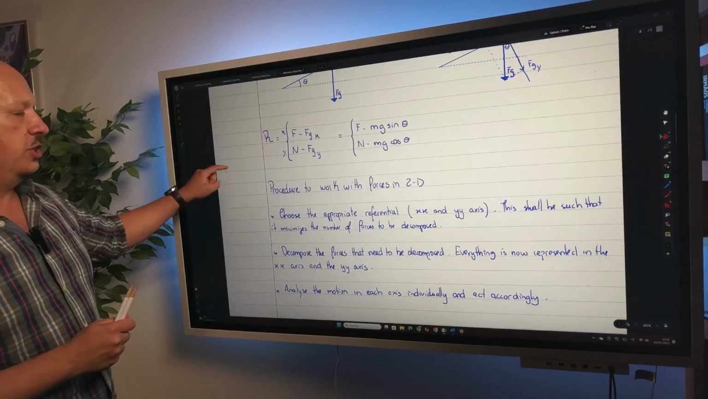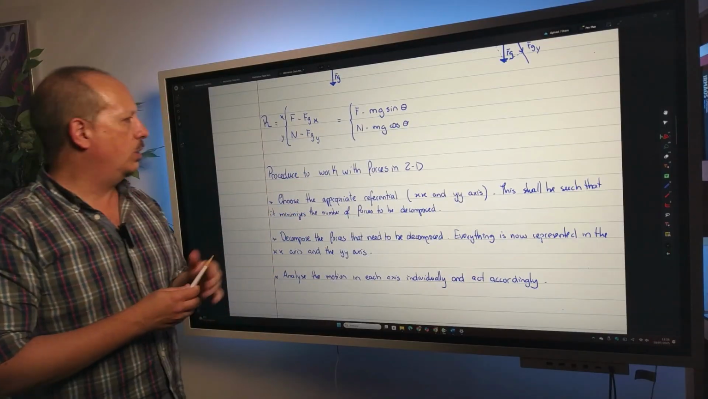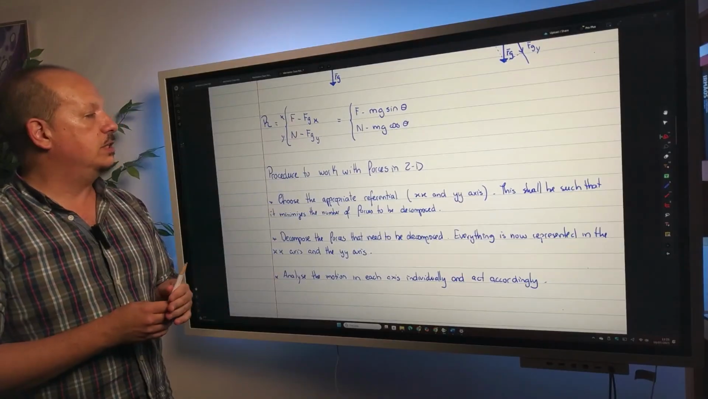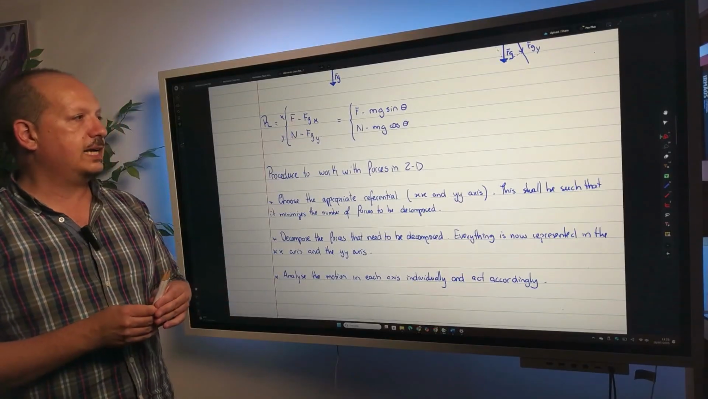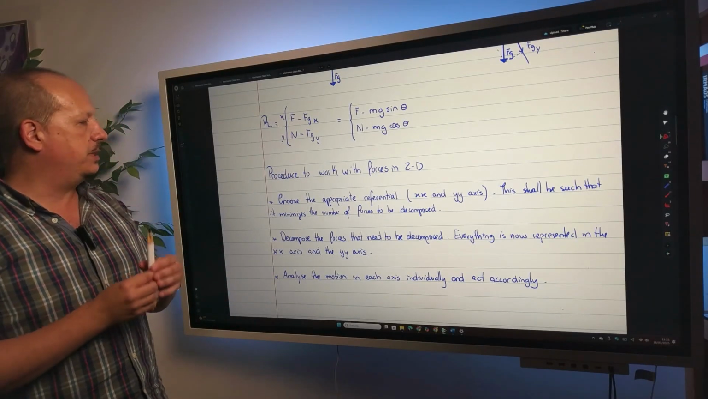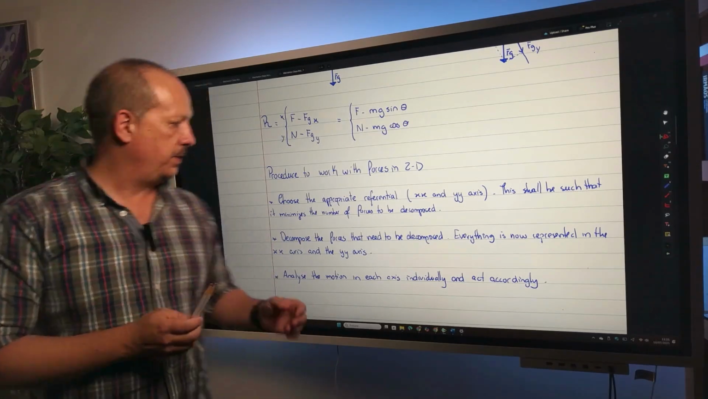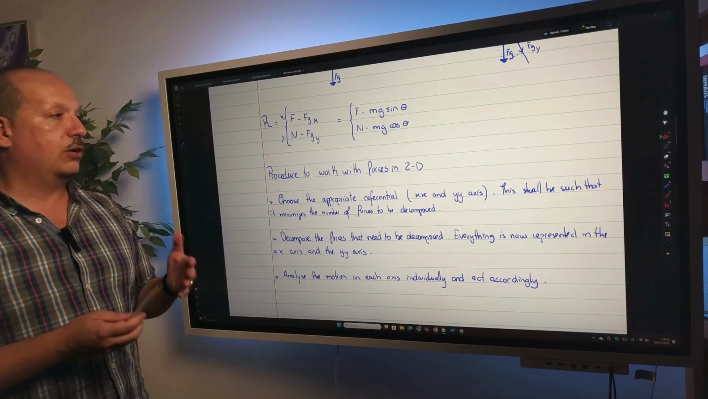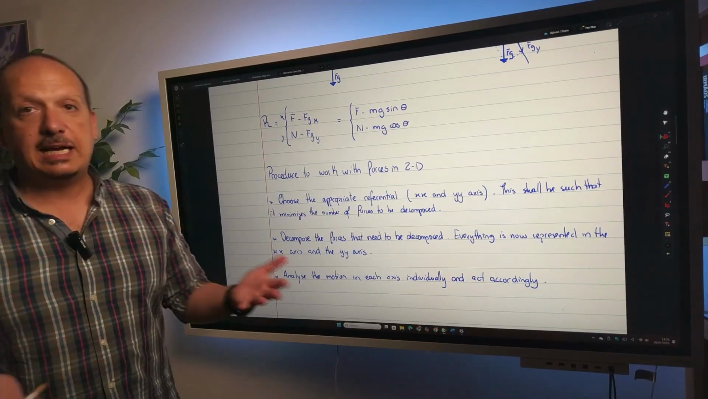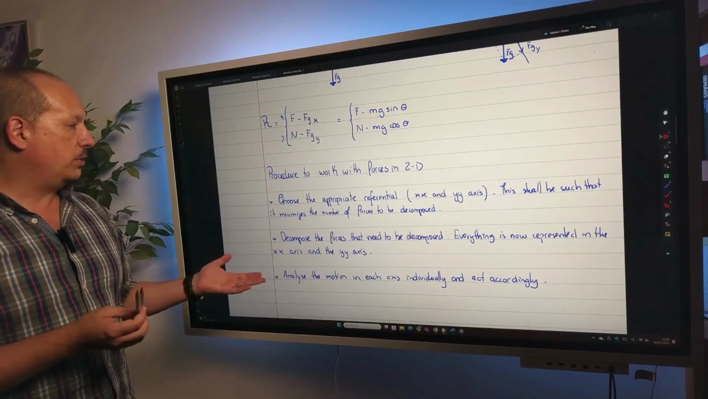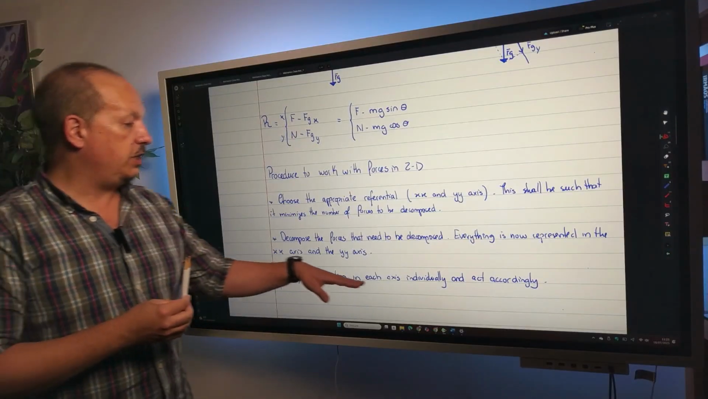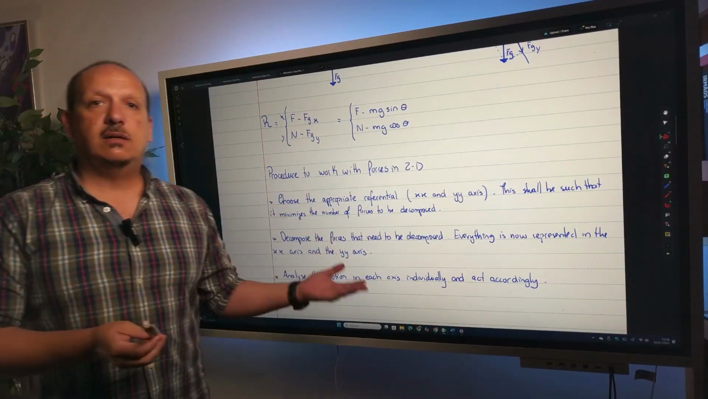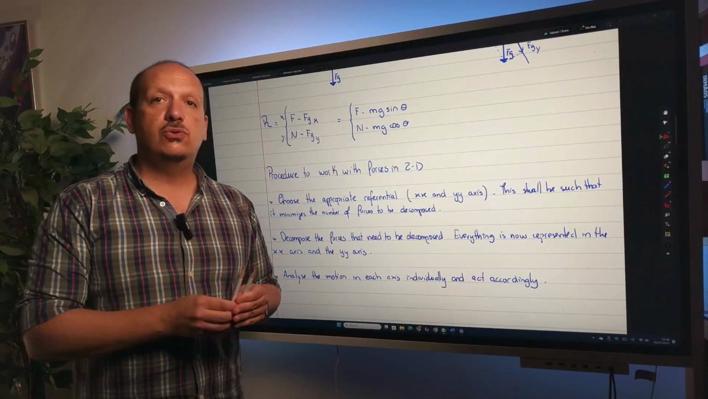So this is a generic consideration about how to work with forces in 2D. So the first thing is to choose the appropriate referential, x and y axis. This shall be such that it minimizes the number of forces to be decomposed. Then decompose the forces that need to be decomposed. Everything is now represented in the x-axis and the y-axis. And from that moment onwards, you just have to analyze the motion in each axis individually and act accordingly. In a nutshell, just apply Newton's second law to each axis.